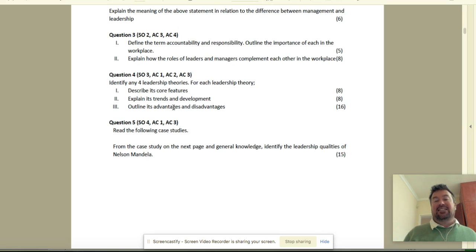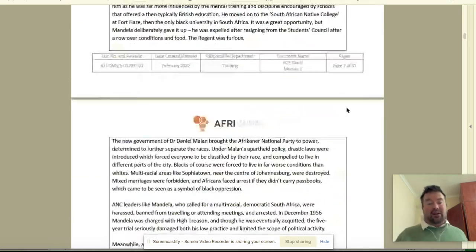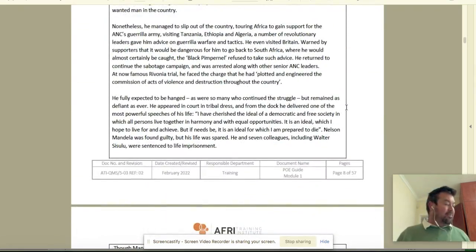And then outline its advantages and disadvantages. So if you look at 16, you're probably looking at 2 very important advantages and 2 very important disadvantages in order to get full marks. So that starts on page number 47. Now I can take you to question number 6.